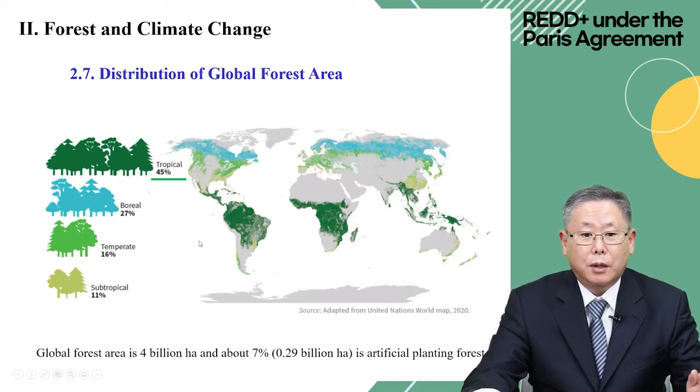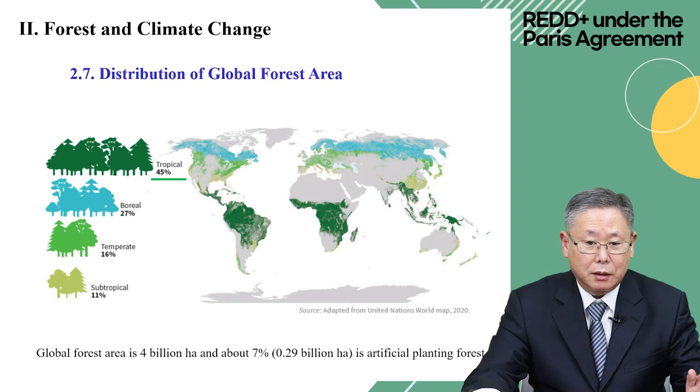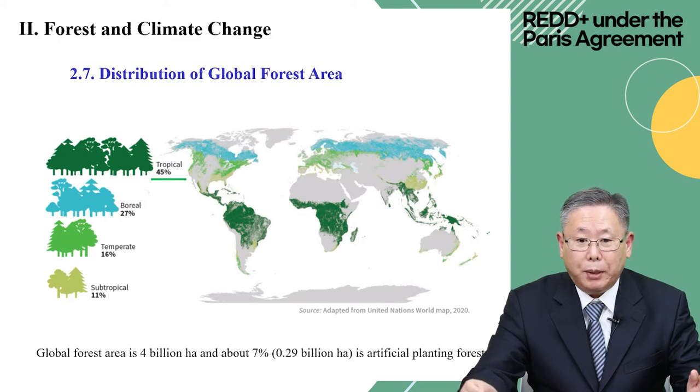So the global forest is about 4 billion hectares, and 7% is artificially planted forest. It means we plant, we build, this forest is only 7%. And of this tropical forest, 47% is disappearing.